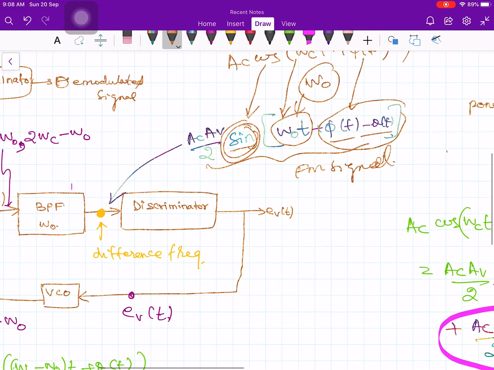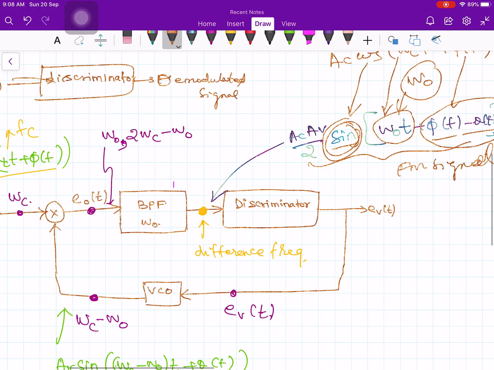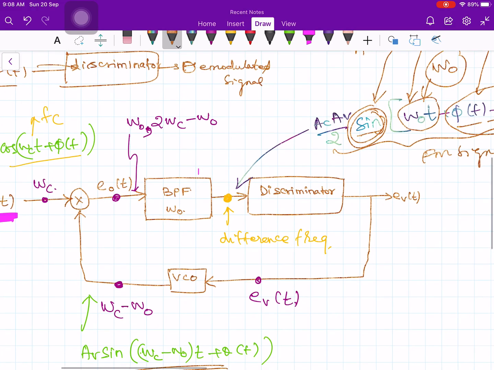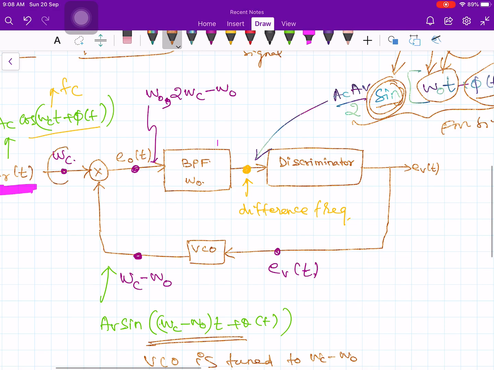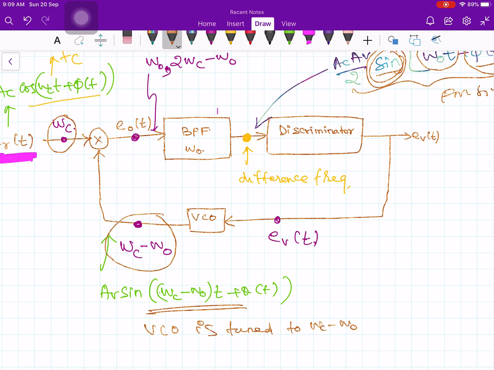And the discriminator output is fed to the voltage controlled oscillator to close the loop. So the essential difference between the phase locked loop and the frequency compressive feedback system is that the voltage controlled oscillator is offset from the incoming signal frequency by an amount omega naught. Incoming signal frequency is omega c, and your voltage controlled oscillator output is offset by omega naught, that is why omega c minus omega naught. Okay, and as a consequence, the filter followed by the multiplier is not a low pass filter, it is a band pass filter tuned to omega naught.